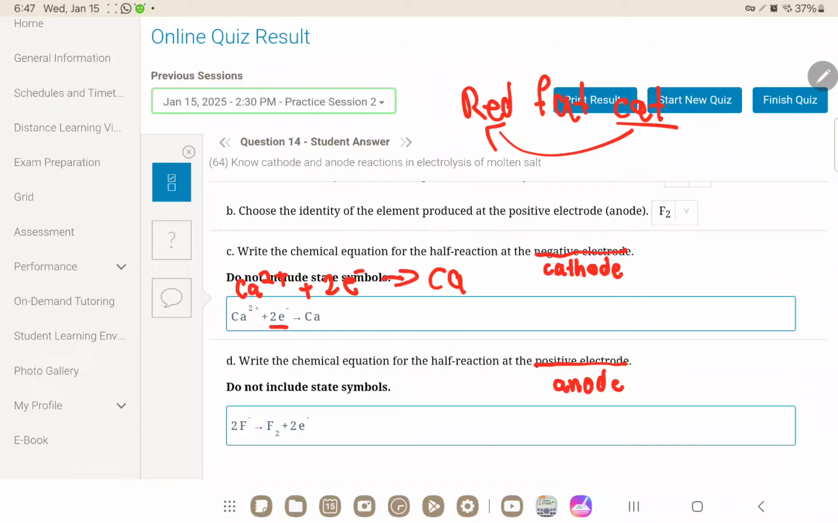Now at the positive electrode, aka anode, what you're gonna find is oxidation. So oxidation means that you're gonna have your electrons in the products. Again, we're gonna start with our ion, so 2F-. This is different because it's a halogen or whatever. So now it's gonna produce F2, and your 2 electrons are gonna be in the products because it's oxidation, and it's losing electrons, so it becomes positive. Yeah. So now that's it for this question. Now let's move on.